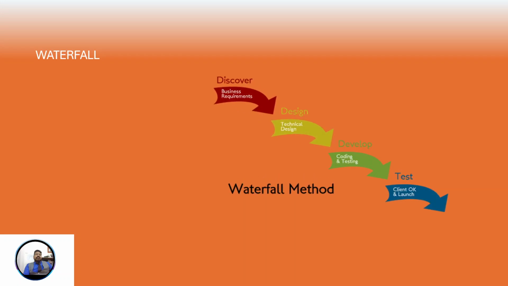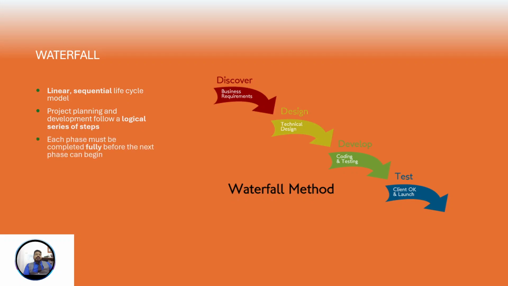Then you have waterfall. This is an example of an IT project. You have to discover business requirements. Based on that, you design technically. Then you develop, coding and testing, and then after the test, you deliver and launch. This is an example of the waterfall method approach.